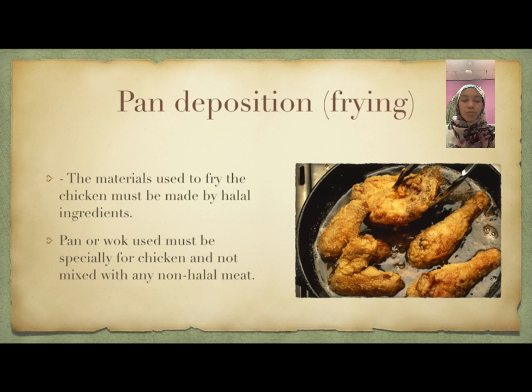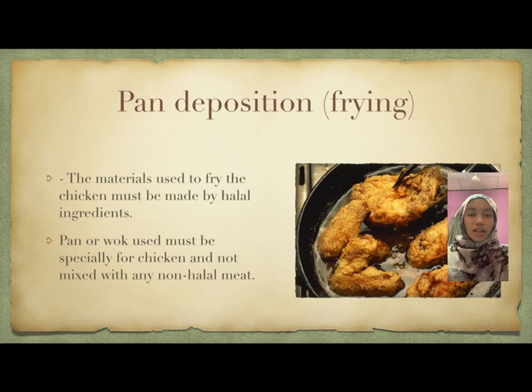Next is pan deposition, which is frying. The materials that are used to fry the chicken must be made of halal ingredients. And the pan or wok used must be specially for chicken and not mixed with any non-halal meat to avoid any cross-contamination.